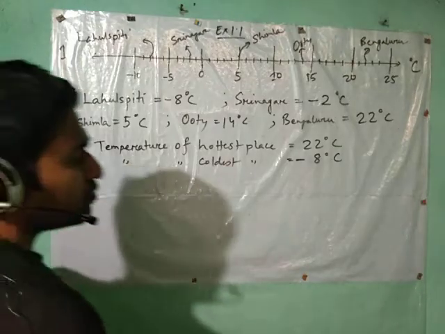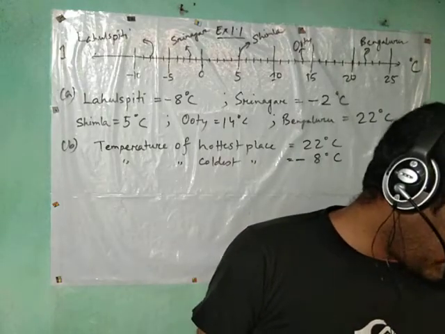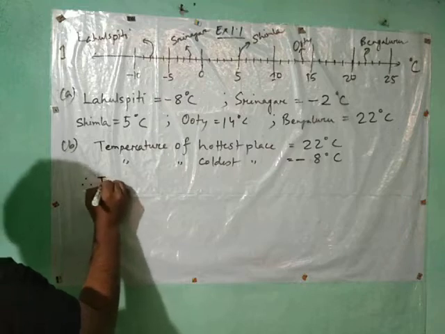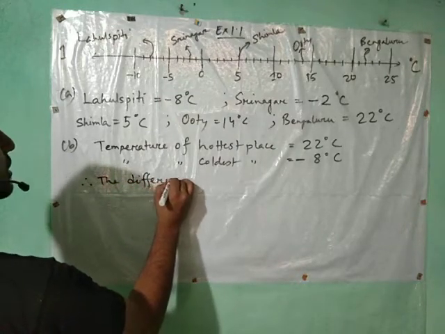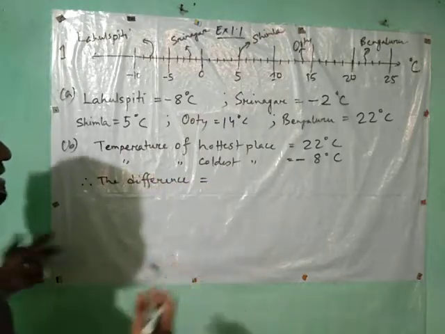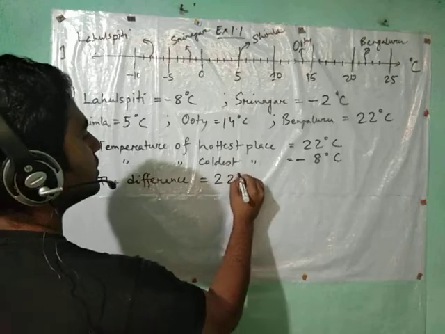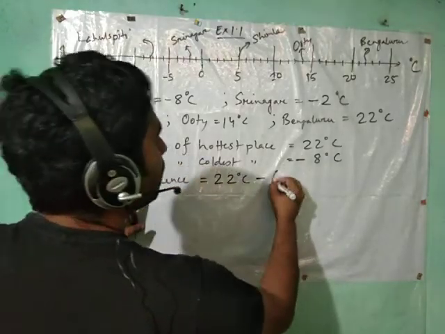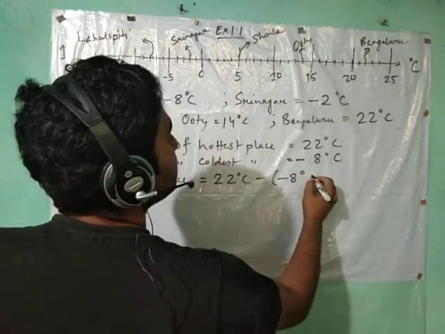So now, what are you asked? Find the temperature difference between hottest and coldest. Therefore the difference equals to what? How will we find the difference? First, what is the hottest temperature? 22 degree centigrade. Difference means minus. And which temperature is left? -8 degree centigrade. See, -8 degree centigrade.